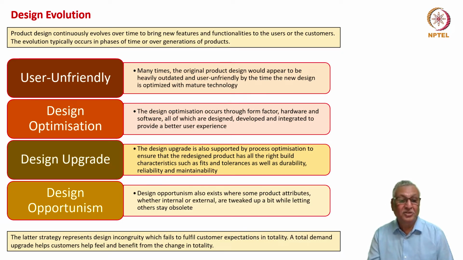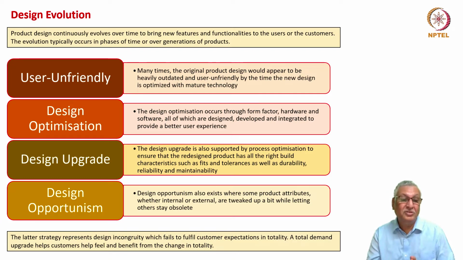And the fourth aspect is design opportunism. That is, when some product attributes are tweaked up a bit so that others stay as they are. So it is a kind of opportunistic design upgrade which gives a feeling of a new product but actually is not a new product. So when the externals of an automobile are changed but the internals remain the same, then it is design opportunism. It is not really a design upgrade. These are the four ways in which design evolution could take place in the normal circumstances.